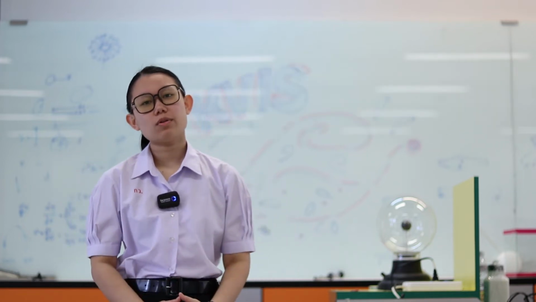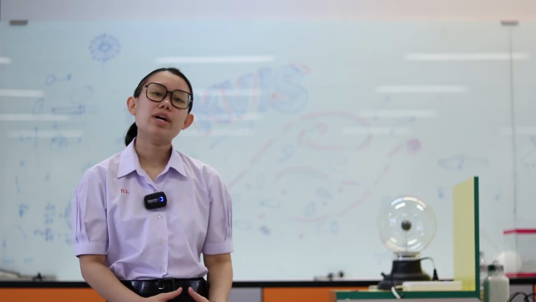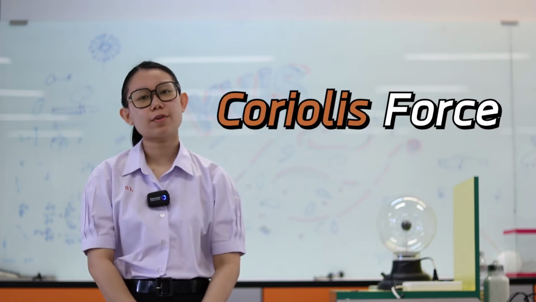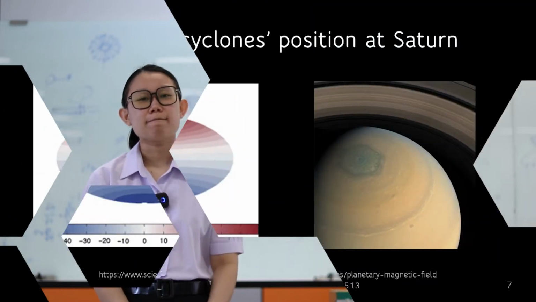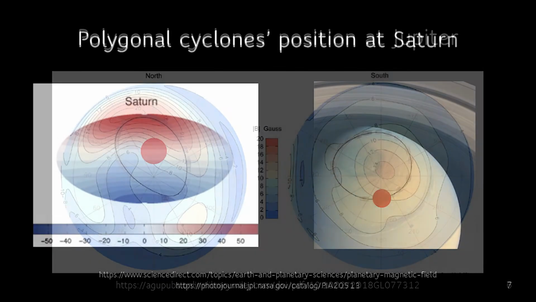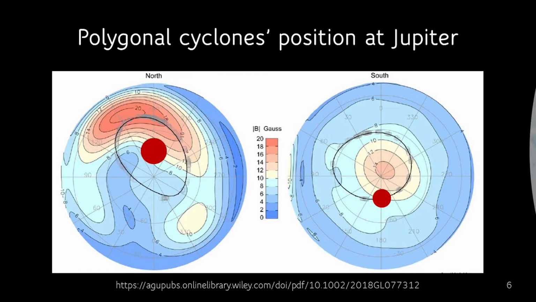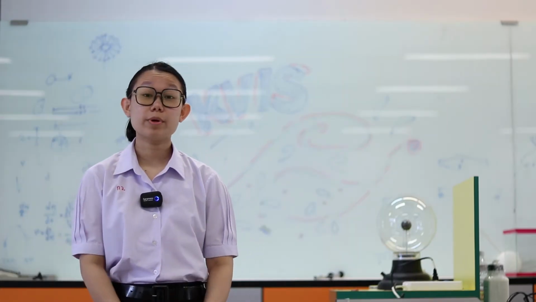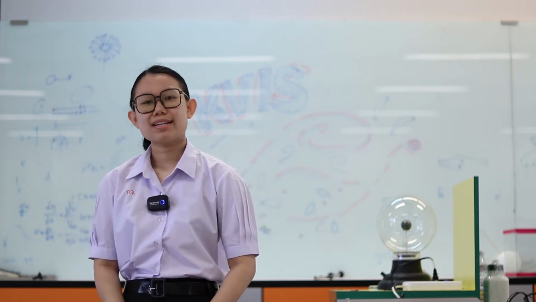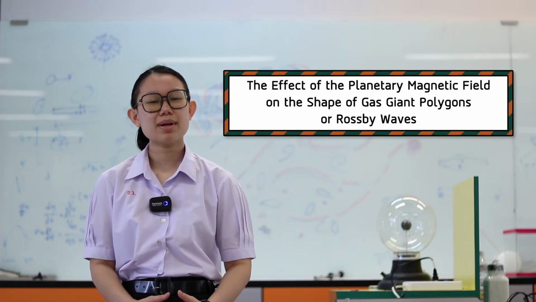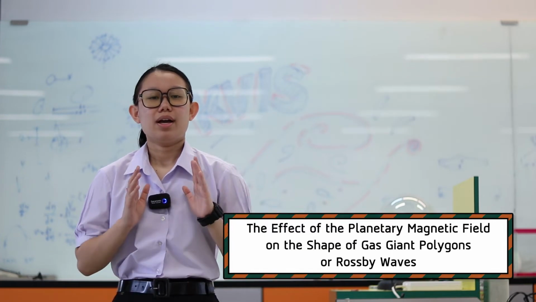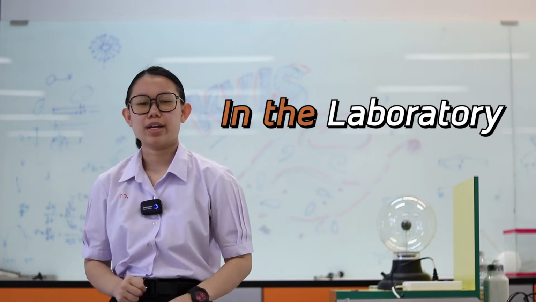In our attempt to look at earlier studies, they found that it was caused by the Rossby wave, or the effect of Coriolis force on the fluid in the rotating frame. And the Rossby wave position is frequently near the planet poles, where the magnetic field intensity is strong. Despite the large amount of computer simulation research which explains this phenomenon, no research has looked into the effect of planetary magnetic field on the shape of gas giant polygons or the Rossby wave, especially in the laboratory before.